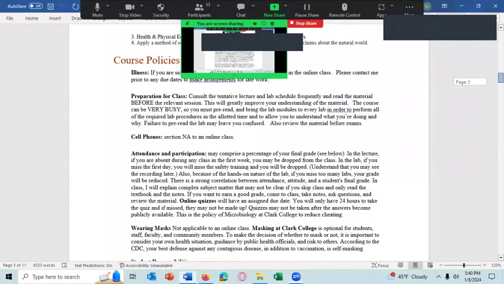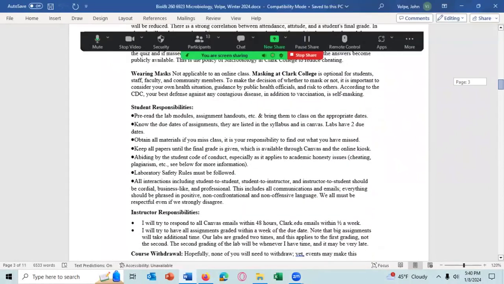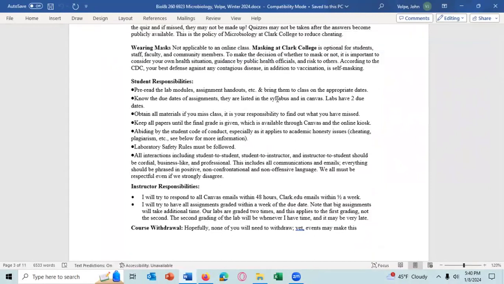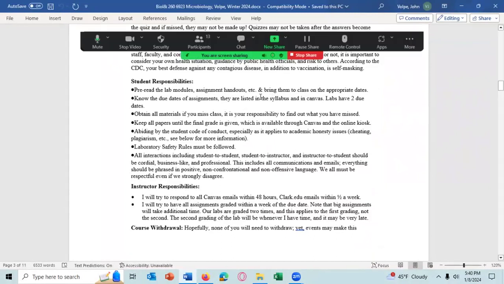I'll let you read about the wearing masks at Clark College, student responsibilities. You should pre-read the lab modules and assignment handouts, and bring them to the class or the lab on the appropriate dates. Obviously, since this class is online, you can just read them online and bring them up in another web page or tab when we're talking about it.